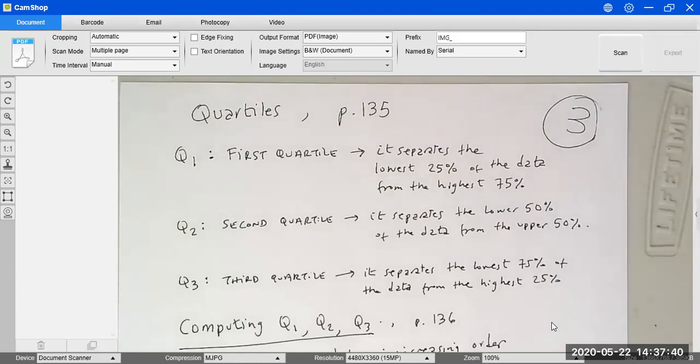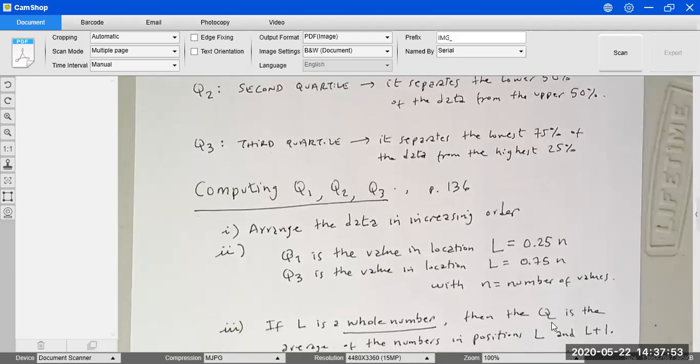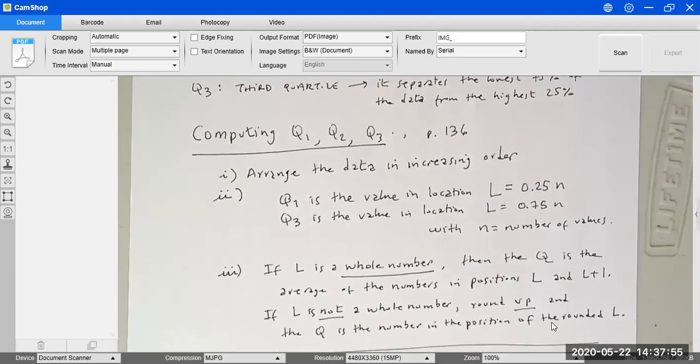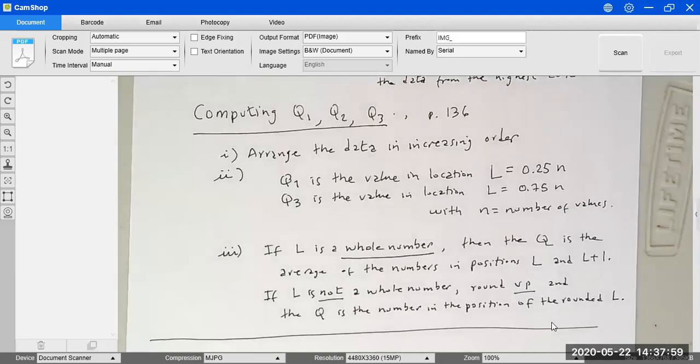So as I mentioned before, it's like having 1/4, 1/2, and 3/4 of the data set. To compute the quartiles, we only need to follow a recipe. The recipe is on page 136. We're going to arrange the data in increasing order, as we did with the median.